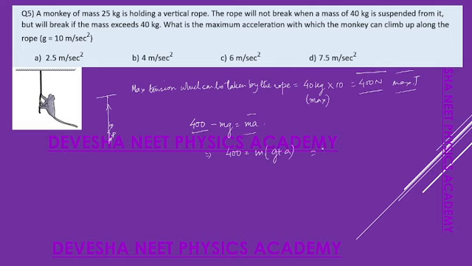Okay, we write it down once again. 400 is equal to mg plus ma. mg is the mass of the monkey into gravity, which is 25 into 10, which is 250, plus the mass 25 into a. So 400 minus 250 is equal to 25a.